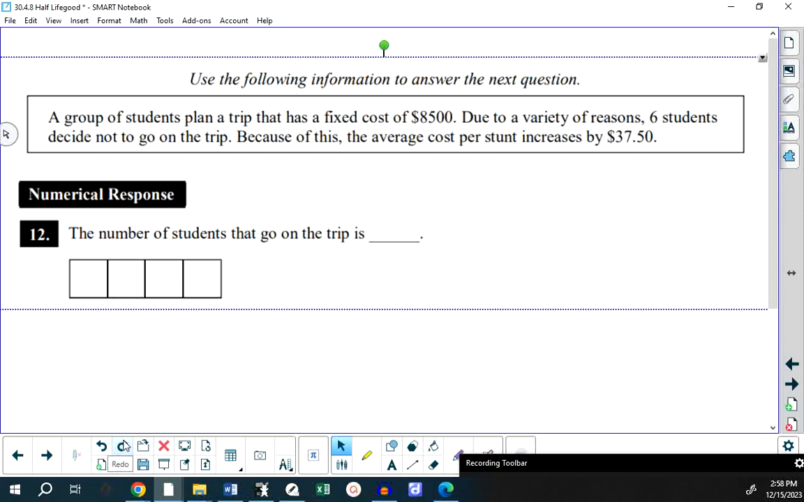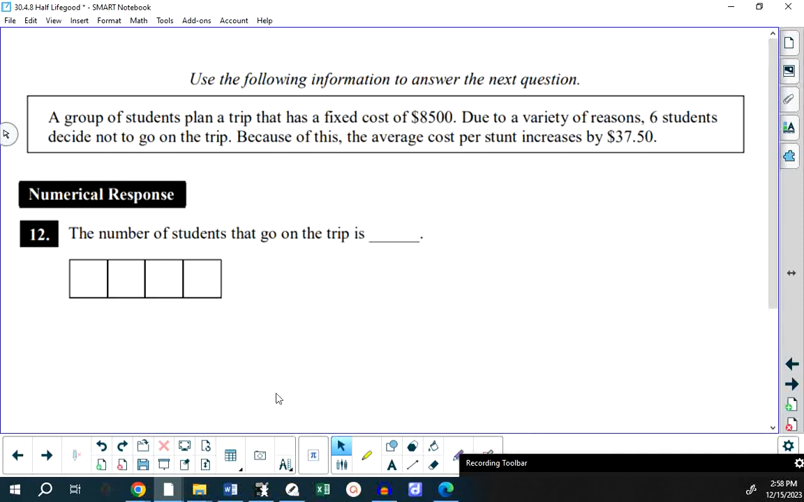So we have a group of students that are going to share a trip, financially share a trip of $8,500 for a cost. And due to a variety of reasons, 6 students decide not to go. And as a result, the average cost per student increases by a certain value. So when you find an average amount of something per student, you take the total and divide by the number of students.